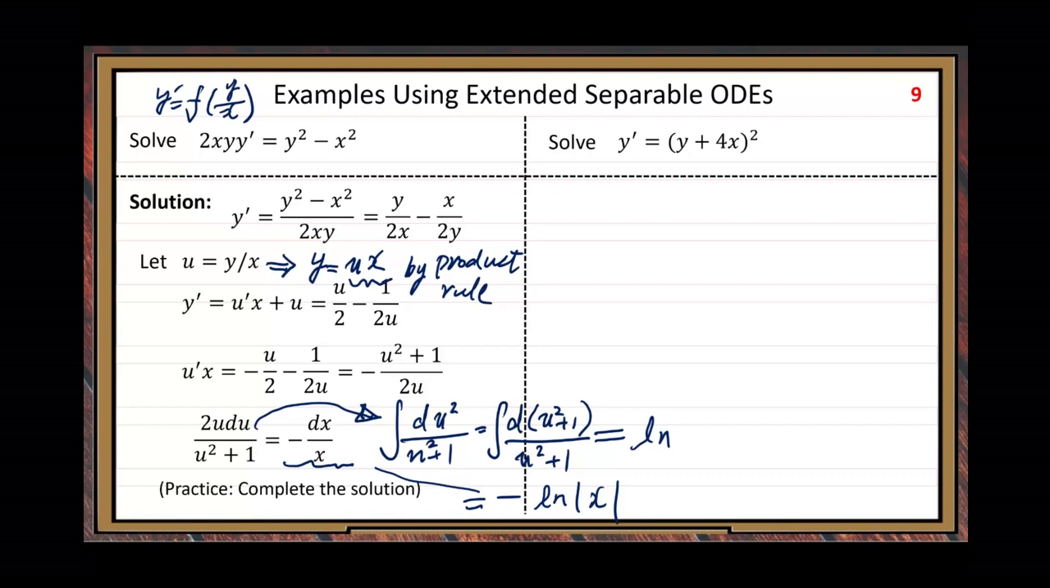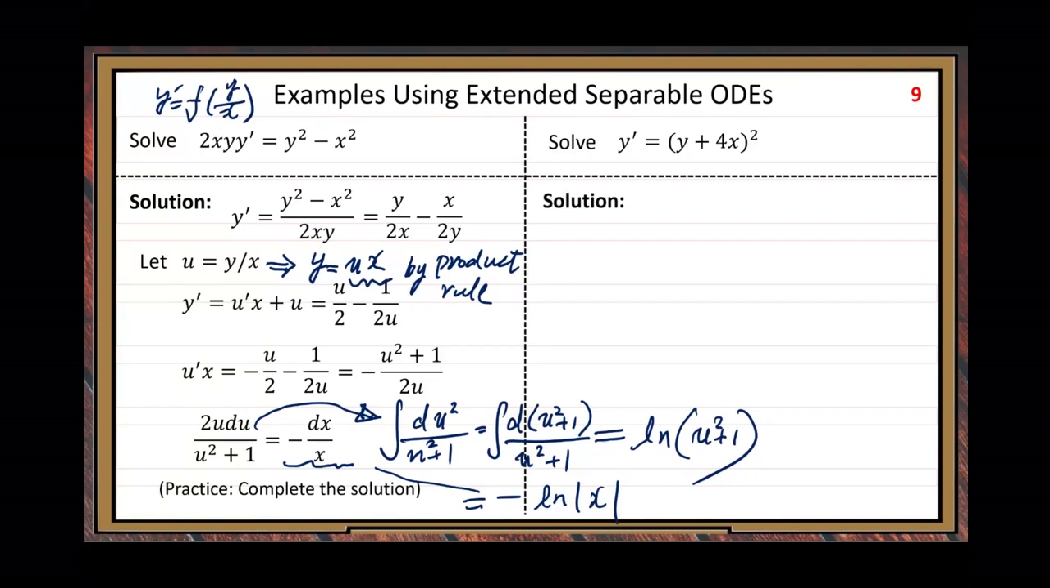No, because we know 1 plus u squared is always positive. So you just write u squared plus 1, always positive. All right, so we finish this one.